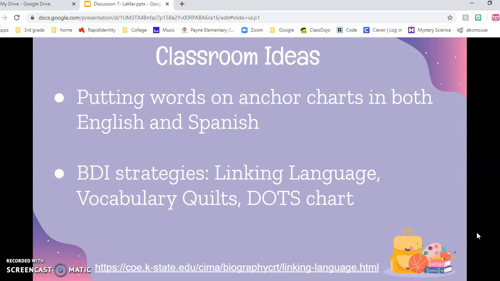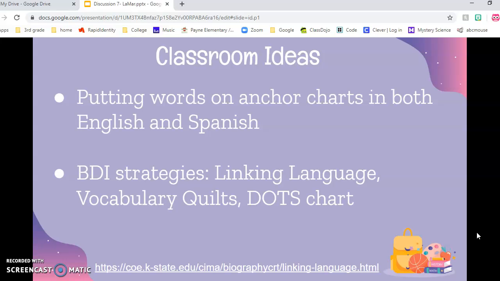Some of the classroom ideas that I have used and I would like to use are putting words on anchor charts in both English and Spanish. So having those anchor charts, making sure that your words are written in English, and then even if you take an index card and put the Spanish word next to it, or if you have a Chinese speaking student, then you have those words, just so that they connect the English with their native language.